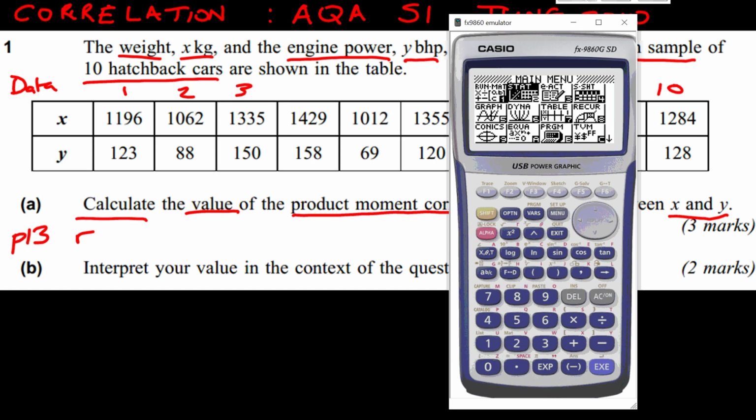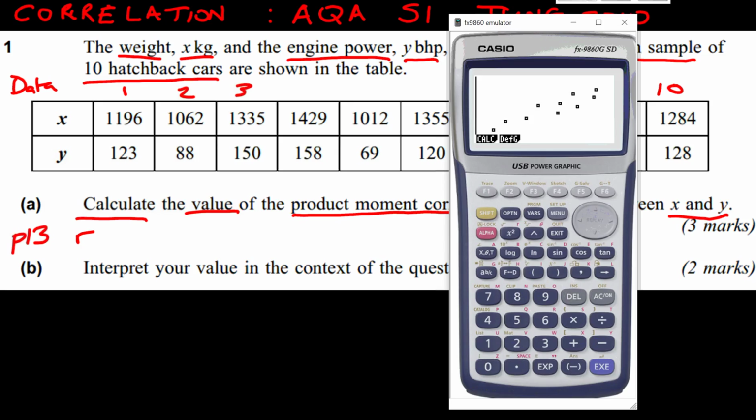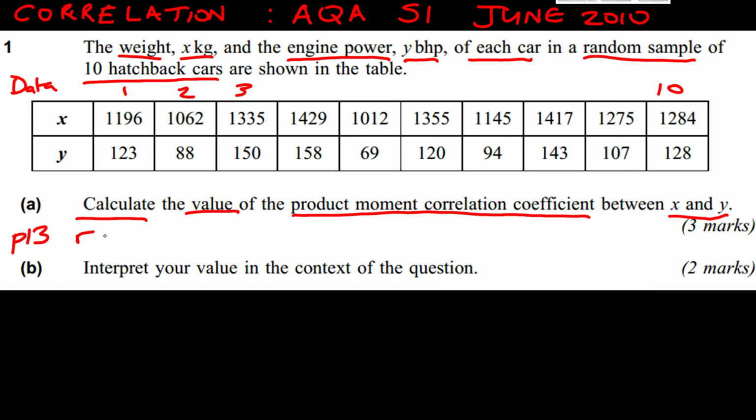If we go into our stats module, we can enter the data as two lists. The X list, starting with the 1196, goes into list 1, and the Y list, 123 onwards, goes into list 2. We then press graph 1. The calculator puts on the screen a scatter diagram of the points, with the X values in the X direction and the Y values in the Y direction. If we go into the calc mode, and then X, because we're interested in the linear correlation between the two, we get this screen of all the linear regression figures. What we want from this is the R value, the product moment correlation coefficient, and here our R value is 0.915. That easily answers the first question: R equals 0.915.